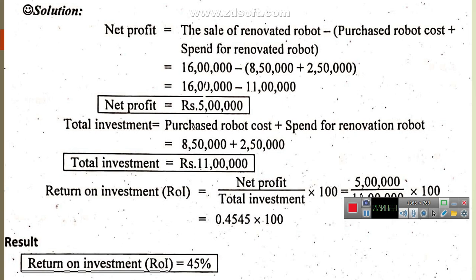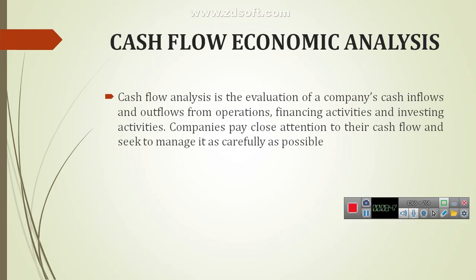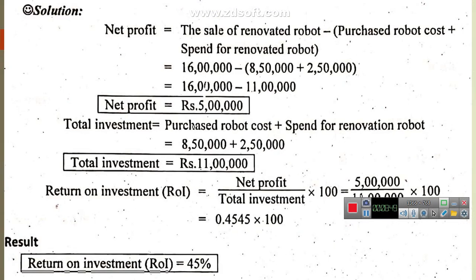So for net profit, we can use the sale of the renovated robot minus the purchased robot cost plus the spend for renovating the robot. So net profit is equal to rupees 5 lakh. Then the total investment is the purchased robot cost plus the spend for renovation. We can add 8,50,000 plus 2,50,000, which is rupees 11 lakh total investment. Then return on investment is net profit by total investment into 100. So we can use 0.45 into 100, which is 45%. So the return on investment we get is 45%.